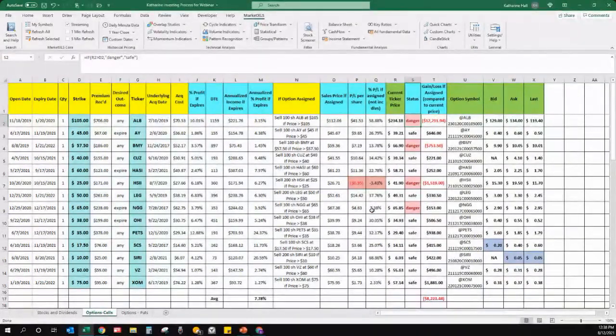Any other questions? Yeah, so there's one from John, one from Ken. So I'll take John's question first. Do you follow the resulting cost basis after each adjustment? It's not shown on this spreadsheet, but yes, I do.